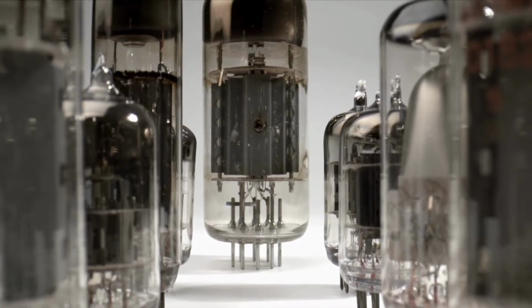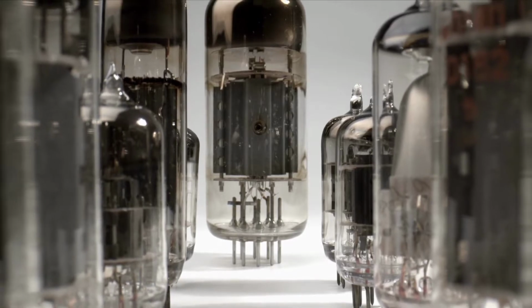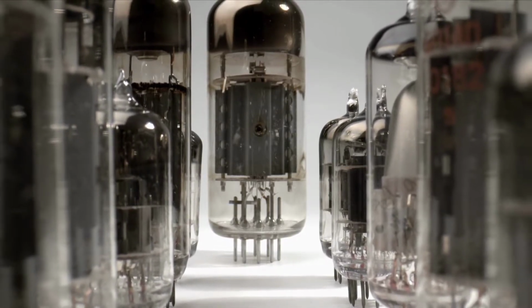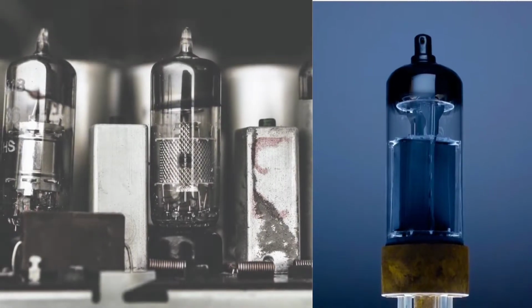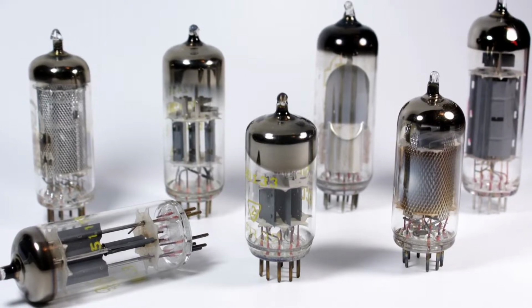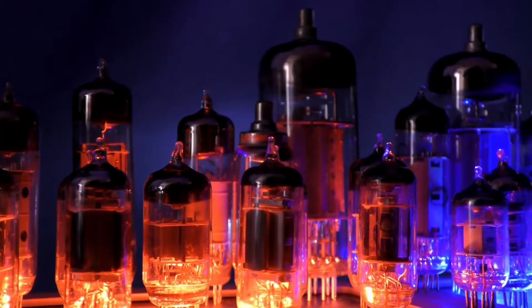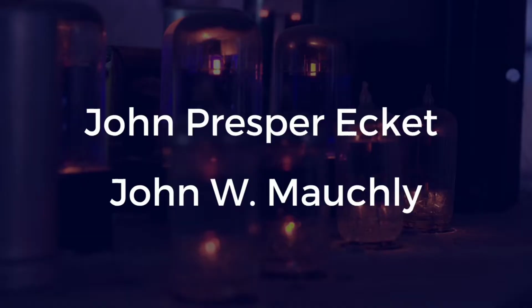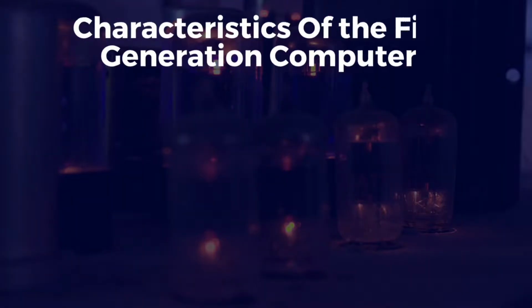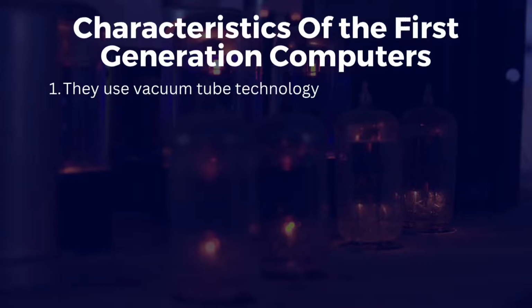These machines, that is the ENIAC, the EDVAC, and the UNIVAC, all use what is called the vacuum tube. The vacuum tubes, just as you can see in this video, were what the computers then were using. The ENIAC machine and the UNIVAC were designed by John Presper Eckert and John W. Mauchly.